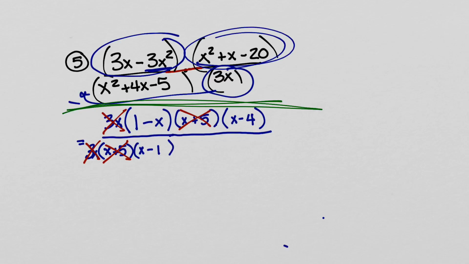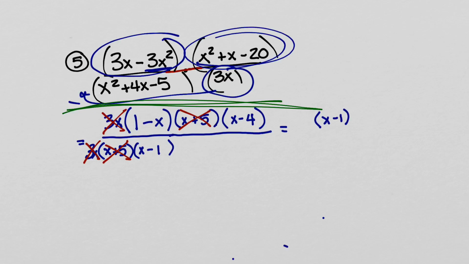And I see that I have a 1 minus x, but I also have an x minus 1. And those are incredibly similar. So I want to make that 1 minus x become an x minus 1. So what I'm going to do, we have gotten rid of all the things in red. So I want my numerator to have an x minus 1.